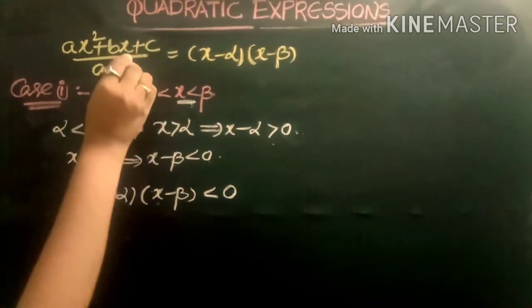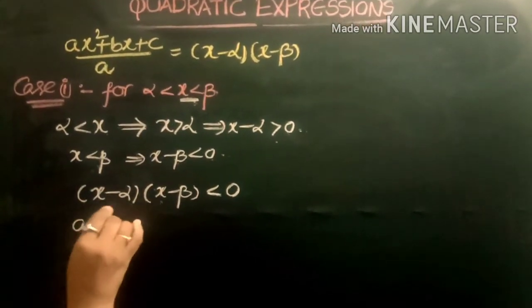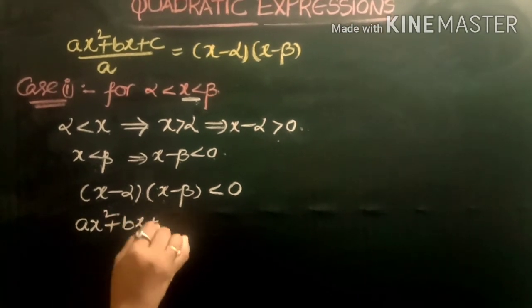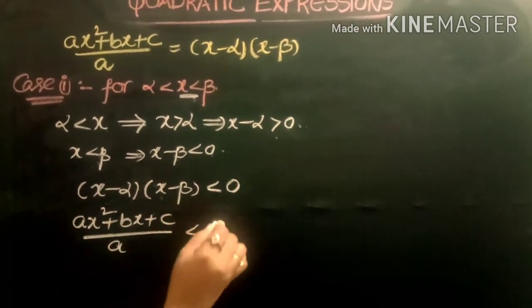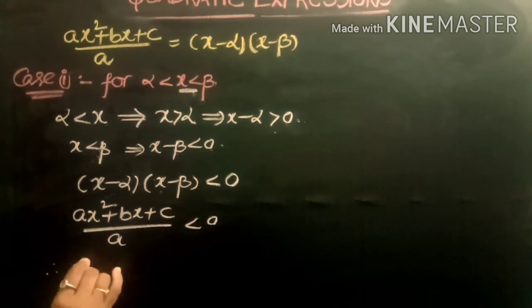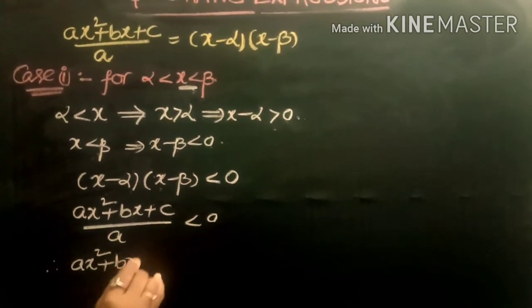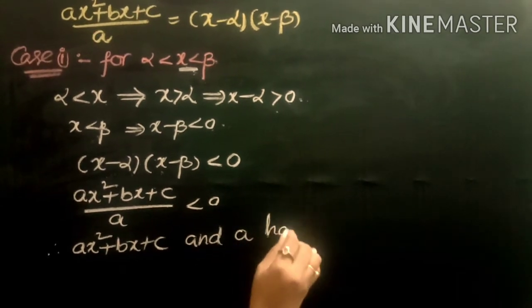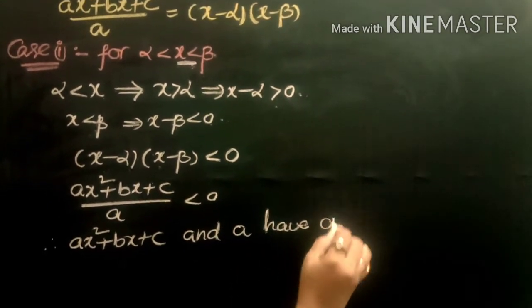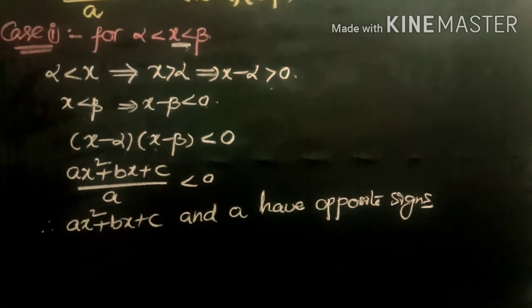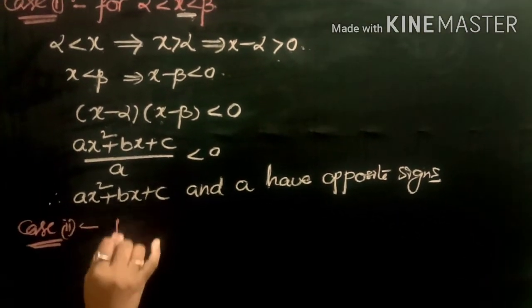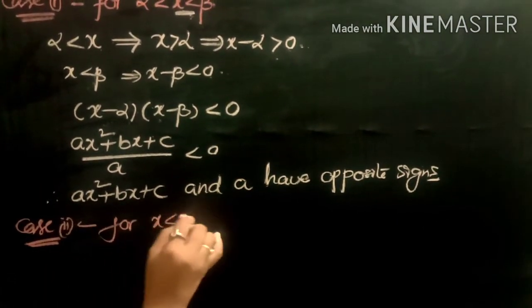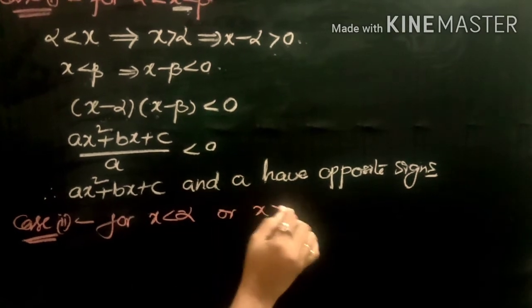But what is (x − α)(x − β)? It is (ax² + bx + c)/a. So (ax² + bx + c)/a < 0. What is the meaning? Therefore ax² + bx + c and a have opposite signs. And the next case, for x < α or x > β.